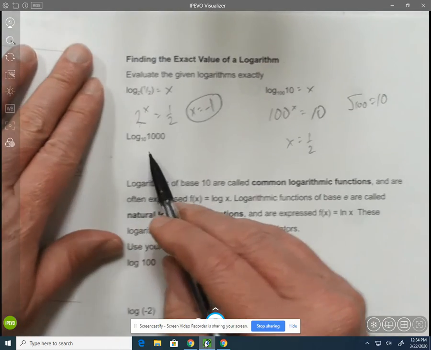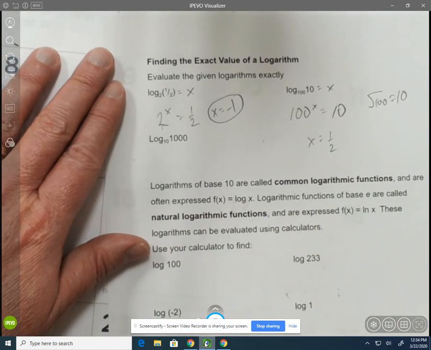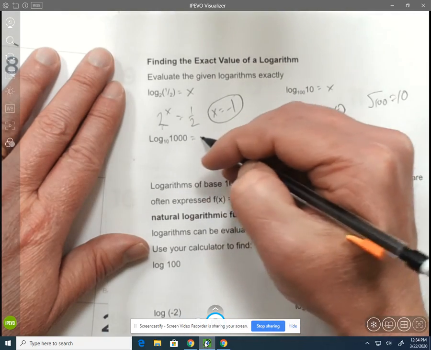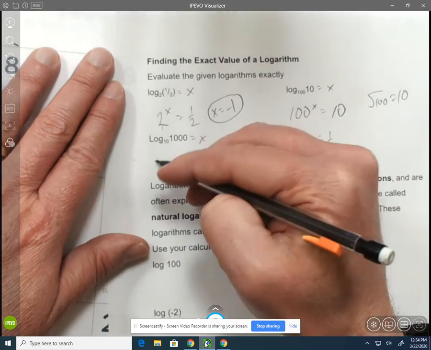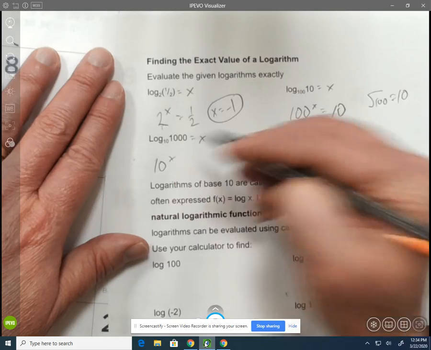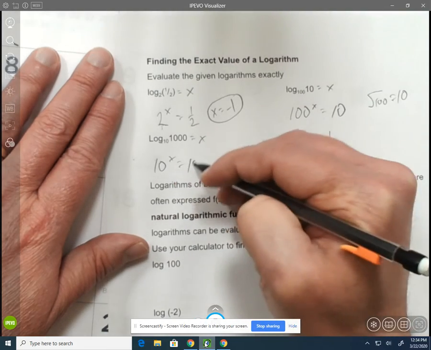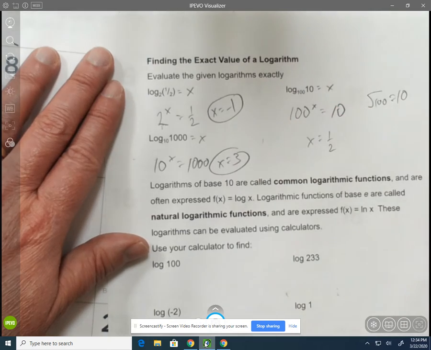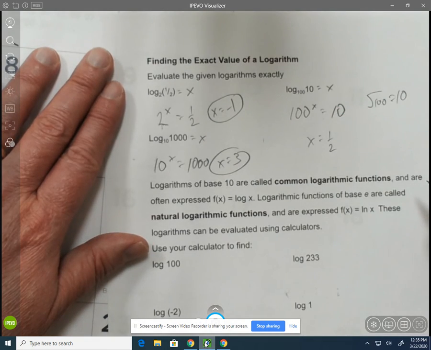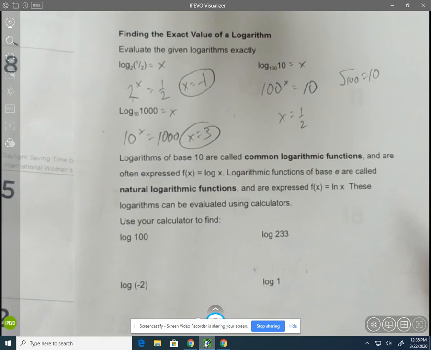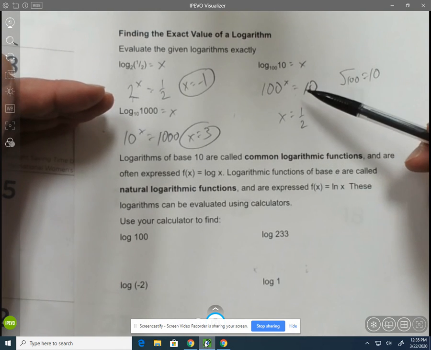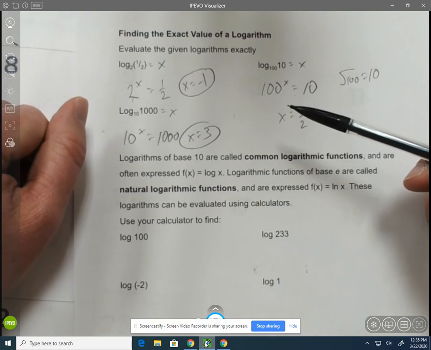And then finally, here I do log base 10. Log base 10 of 1,000 equals what? Equals x. So 10 to what power equals 1,000? There, x equals 3. Okay. So again, once you catch on how to write logarithmic as exponentials, we can start to evaluate these.